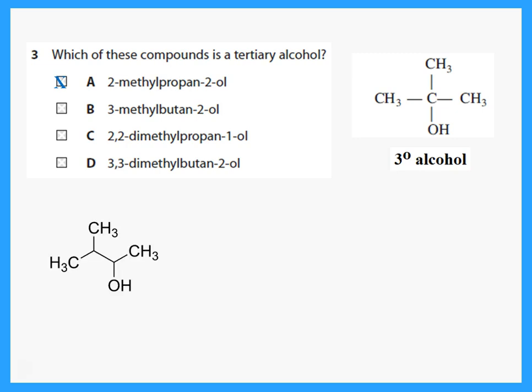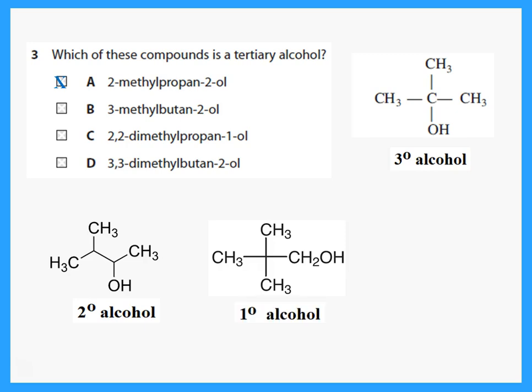Choice B is 3-methylbutan-2-ol. You should realize that 3-methylbutan-2-ol is a secondary alcohol. 2,2-dimethylpropan-1-ol would be a primary alcohol, because the OH is attached to a carbon that is attached to only one carbon. 3,3-dimethylbutan-2-ol: now, the OH is attached to a carbon that's attached to two carbons, so that is a secondary alcohol.